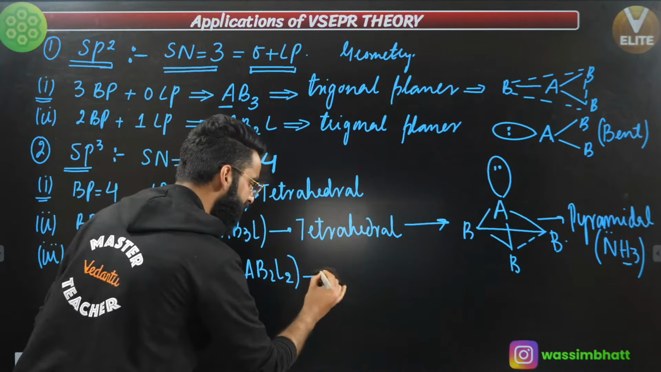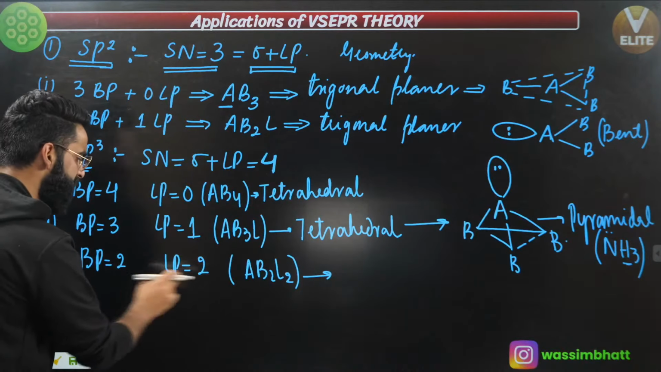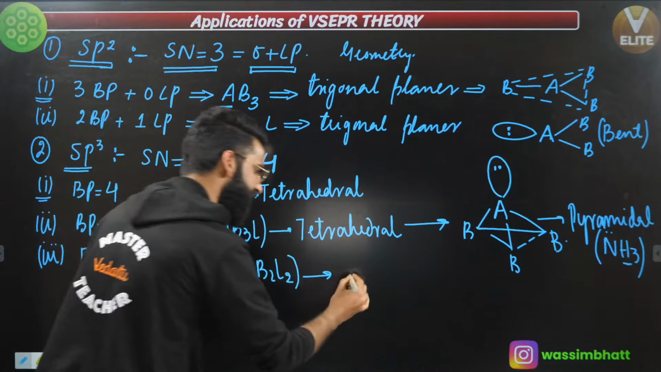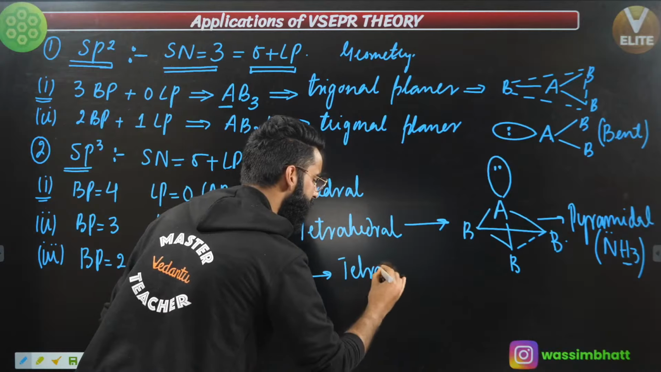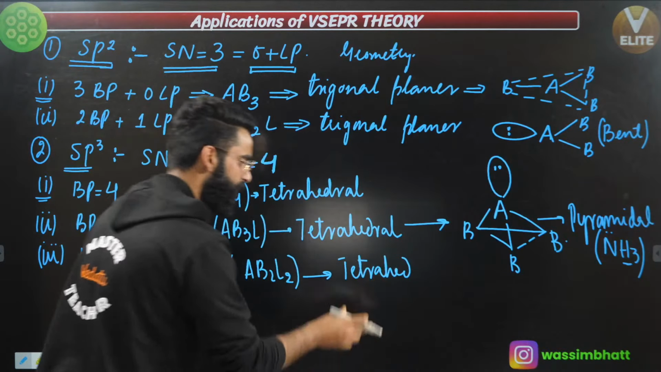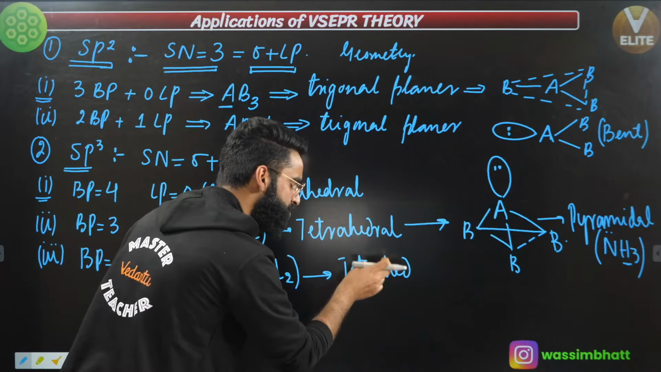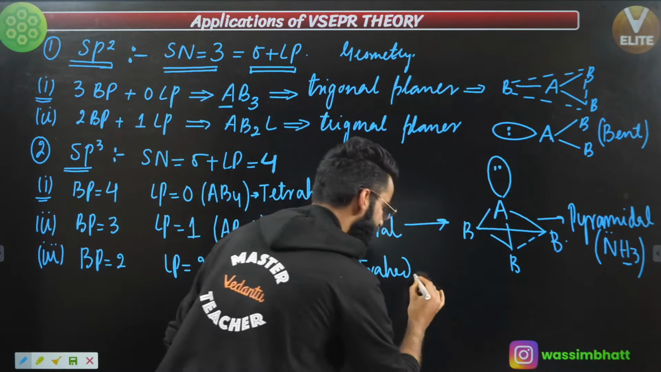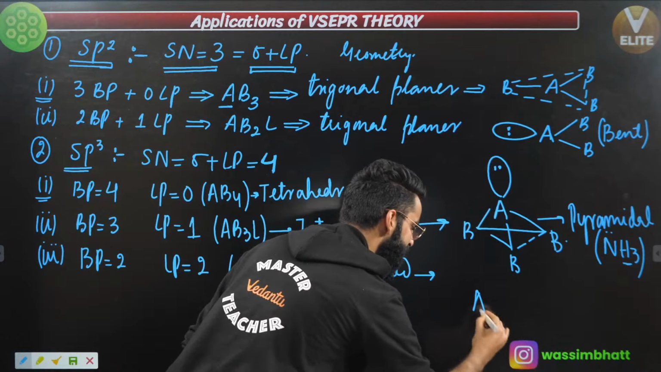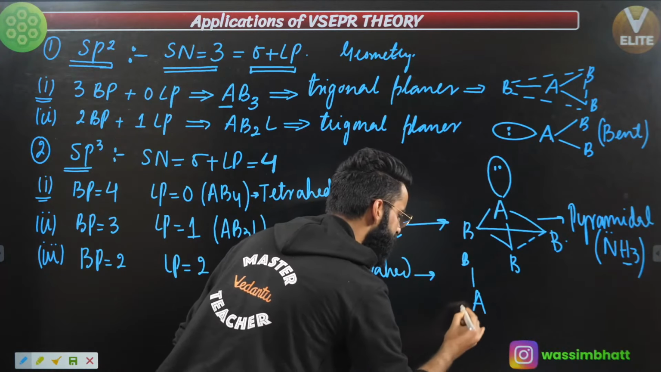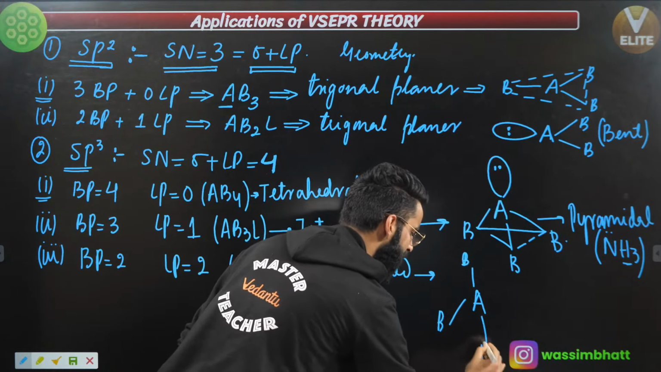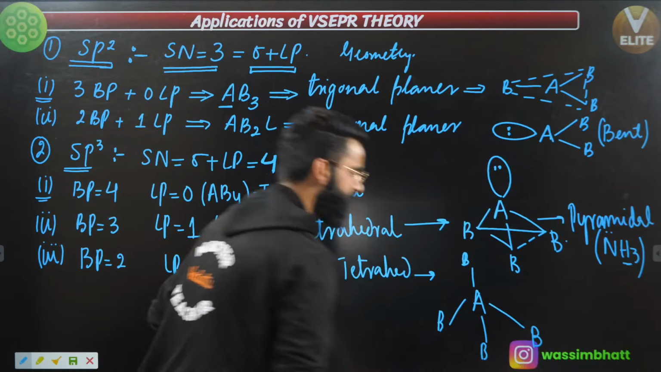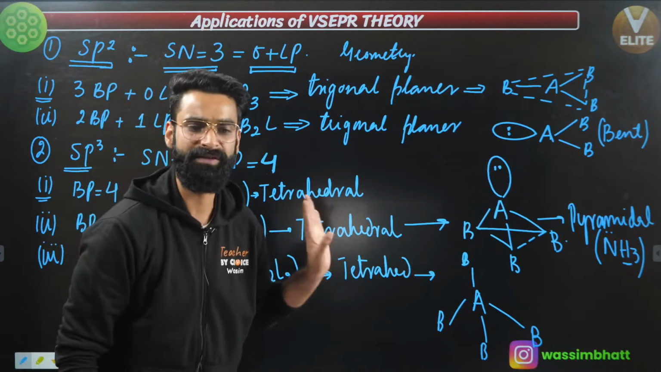Yes. What is the geometry? Since the steric number is 4, that means hybridization is sp3. Geometry is again tetrahedral. But what about its shape now? So from the tetrahedral geometry, I need to remove 2 bond pairs and place 2 lone pairs. Yes. See, if I make its tetrahedral geometry, it's going to be like this. This is A, B, this is one more B, this is one more B, this is one more B, right? This is the geometry of the molecule.